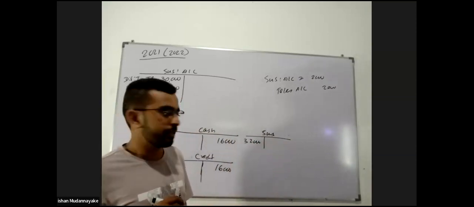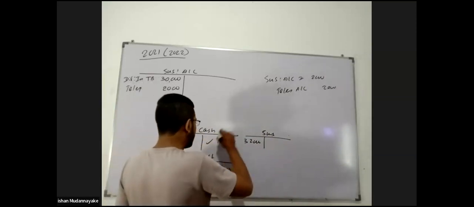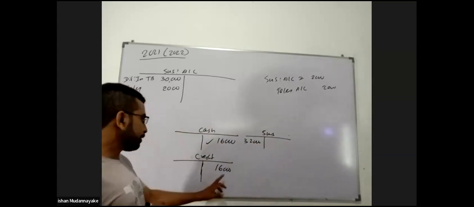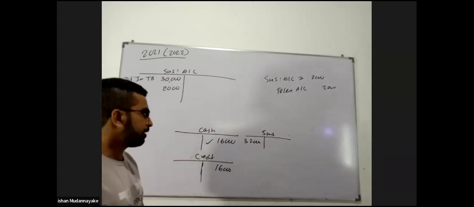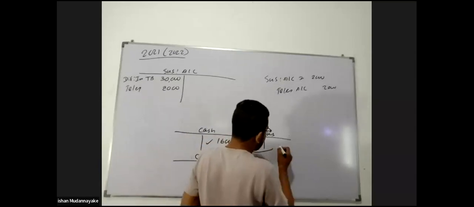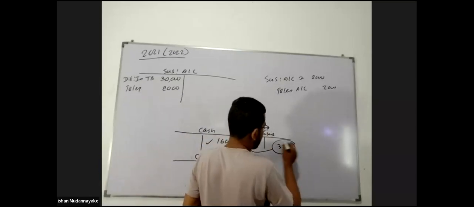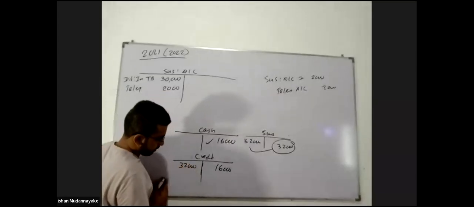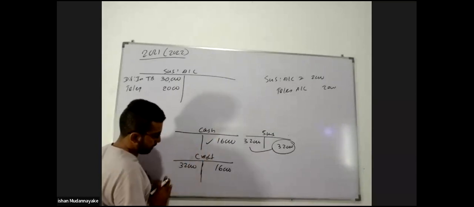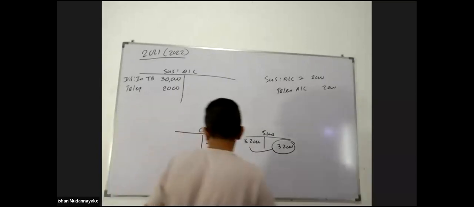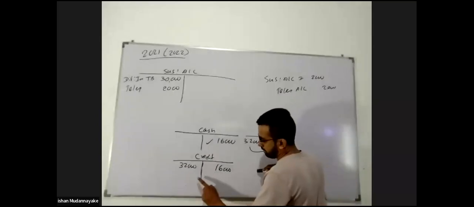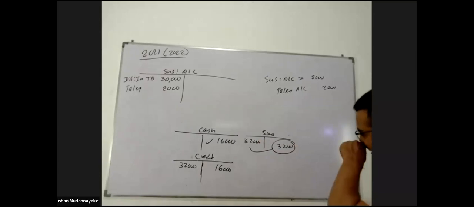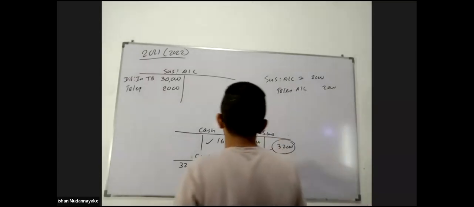But how to correct this error? Now my cash credit is correct, but you can't credit into the creditors account. Suspense account credit 32,000, creditors account debit 32,000. After debiting this 32,000 to the creditors account, the remaining balance is 16,000. How to write down the double entry?